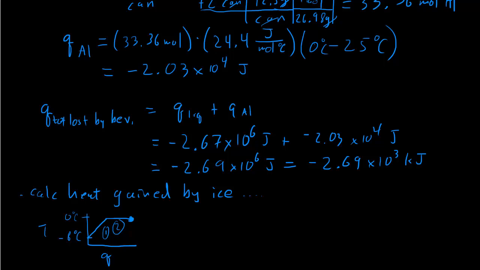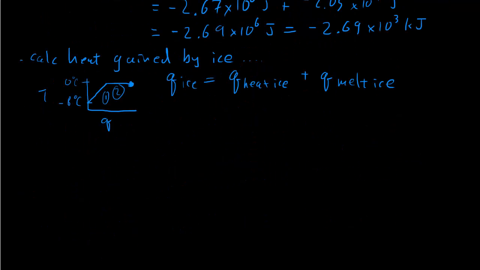So first, we're going to figure out the total for the ice, and it's broken up into 2 parts. First, there's the heat associated with heating the ice to 0 degrees Celsius, and then we're going to add the heat for melting the ice. So I just keep those 2 labels on, and now I can break that up into 2 parts. So we already know what these equations are because we've done this in our last problem.